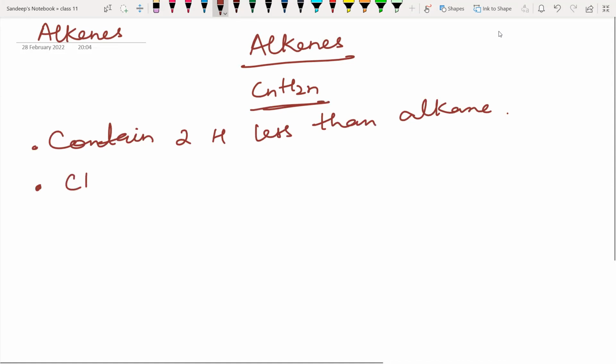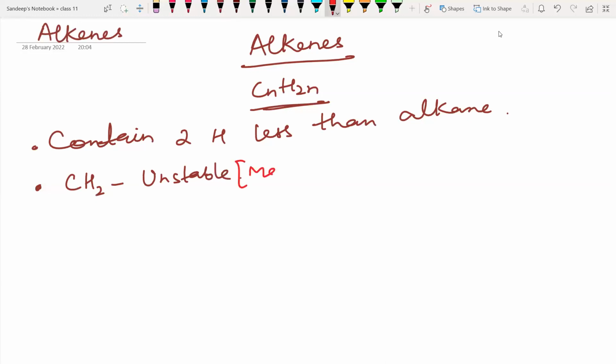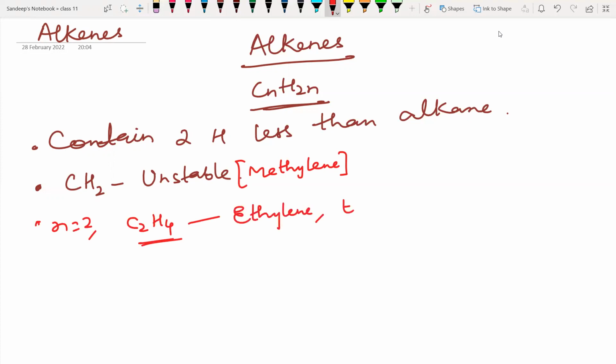The first member, that is CH2, is unstable. sp2 hybridization. This is called methylene. This is unstable, so we will discuss from n equal to 2. So it is C2H4. We call it ethylene. Common name is ethylene, IUPAC name is ethene. So the structure is like this.